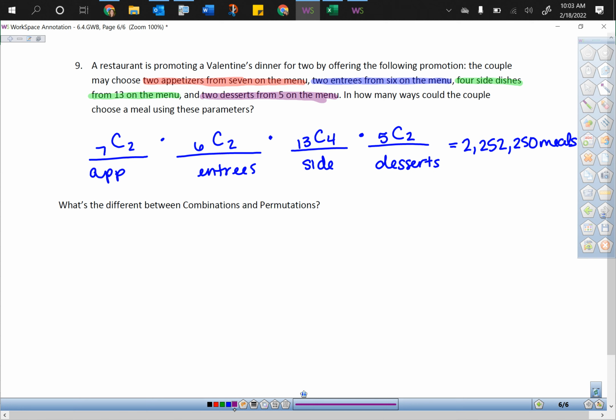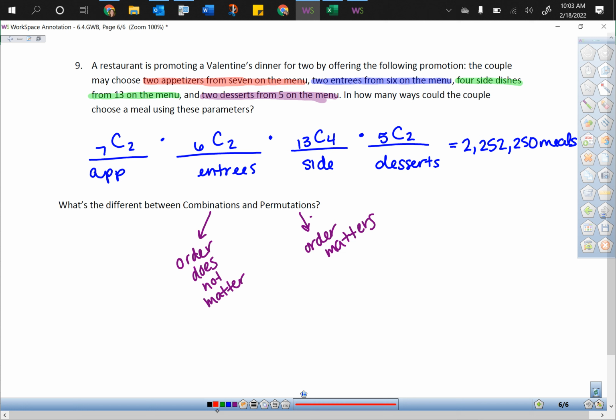Finally, what's the difference between combinations and permutations? Combinations, order does not matter. What about permutations? Order matters.